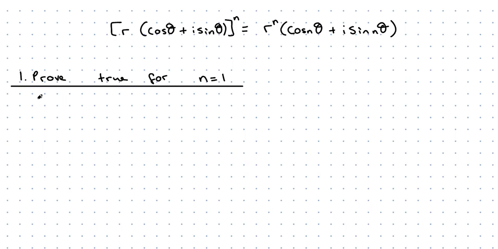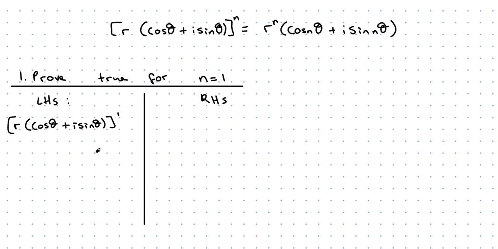For this, I'm going to set it up as left-hand side and right-hand side. My left-hand side is going to be r (cos theta plus i sine theta), all to the power of 1. And if you raise anything to the power of 1, it's just itself. So you're just going to have r (cos theta plus i sine theta). Nice and simple.